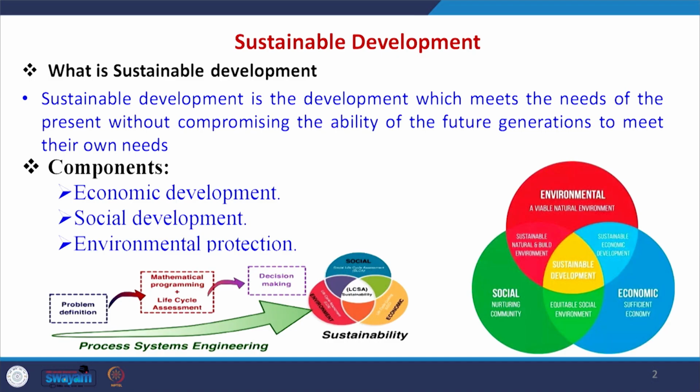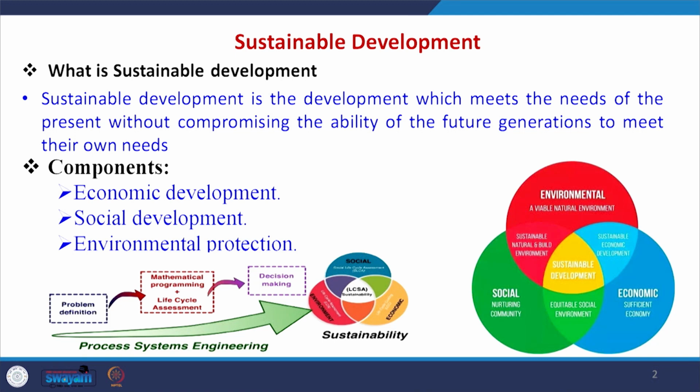So, what is sustainable development? Most of us understand the definition, otherwise sustainable development is the development which meets the needs of the present without compromising the ability of the future generation to meet their own needs. So, that means we have to utilize the resources in such a manner that we should be able to reuse the materials after use, and the usage of resources should be minimized so that the future generations can also use the same resource for their own need.